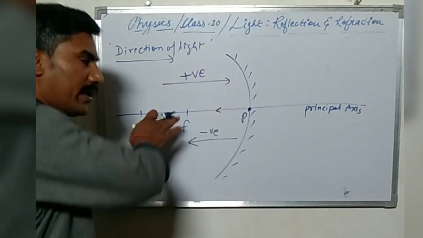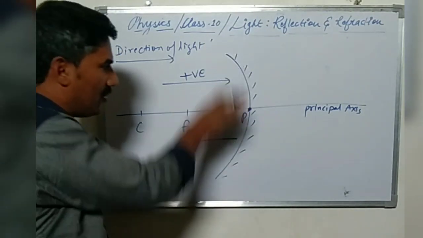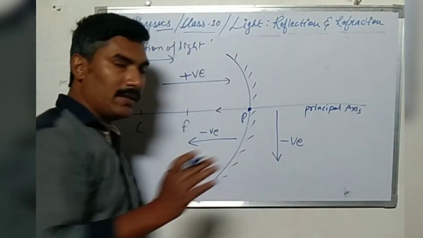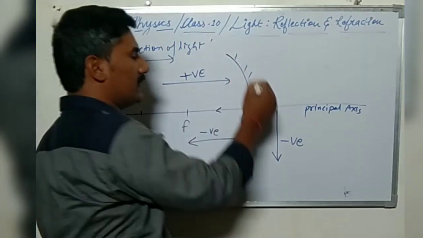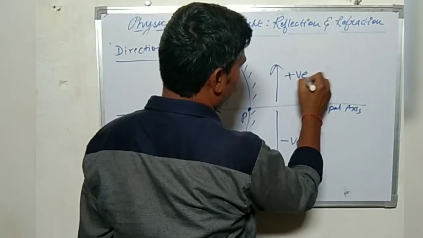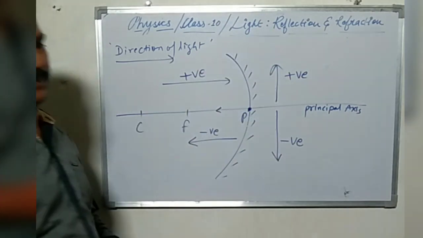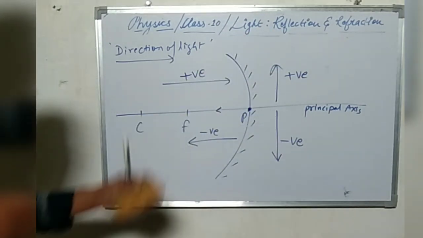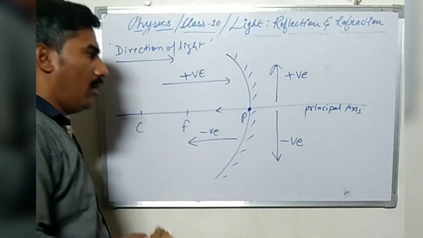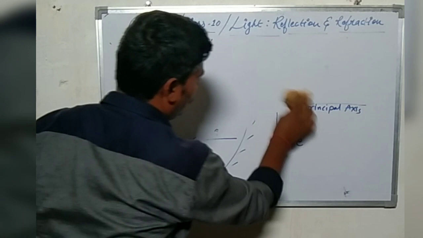Similarly, all the measurements which are below the principal axis will be taken as negative, and all the measurements which are taken above the principal axis are known as positive measurements. So these are the sign conventions we should keep in mind while calculating the distances from the pole and the height above or below the principal axis.